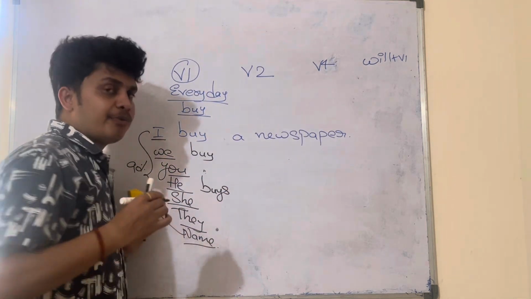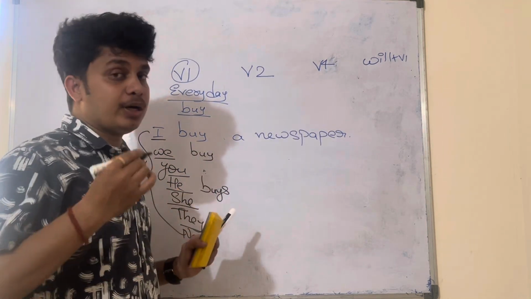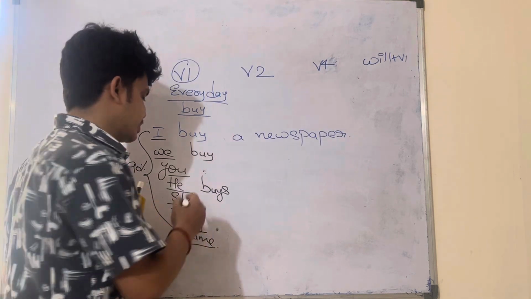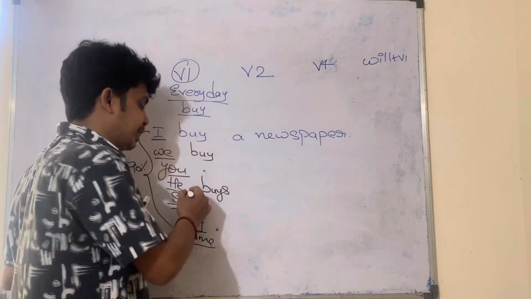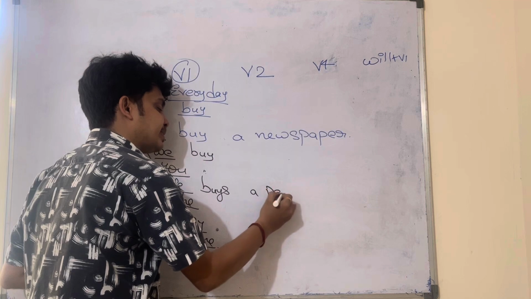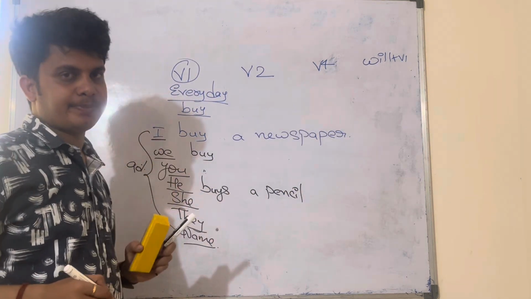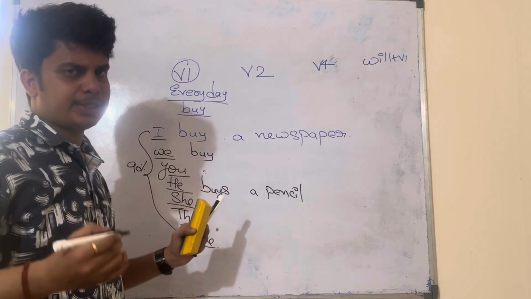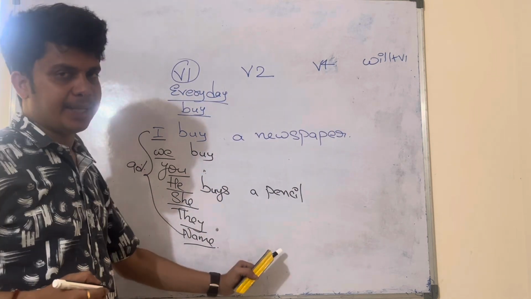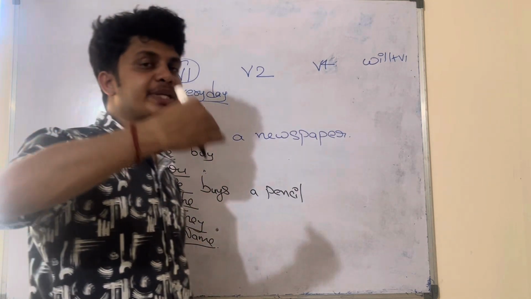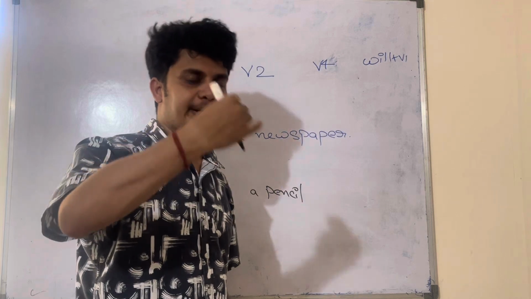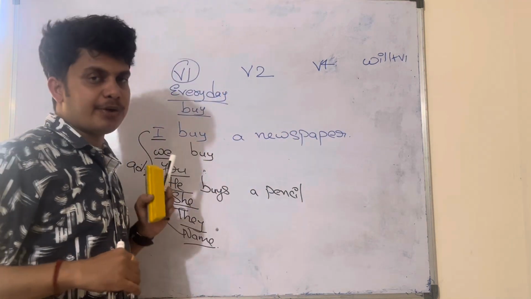So he buys. For example, if he's a kid, he lost his pen every day in the school, so you can say to him that he buys a pencil every day. She buys. Okay, so whatever the thing she buys, they buy. So something that happens on a regular interval or a daily basis, you have to use V1.